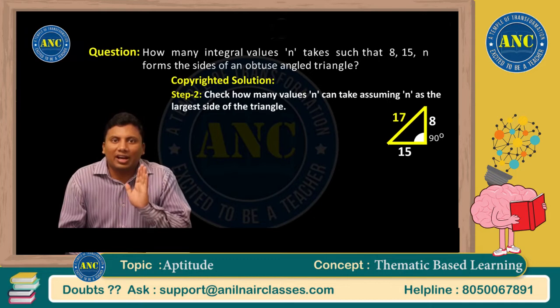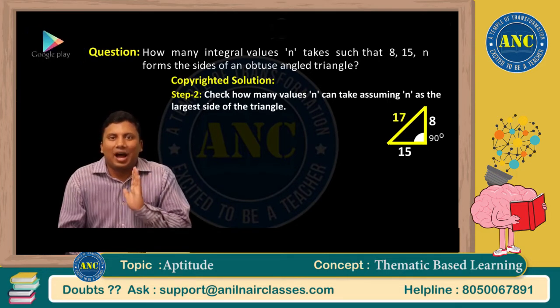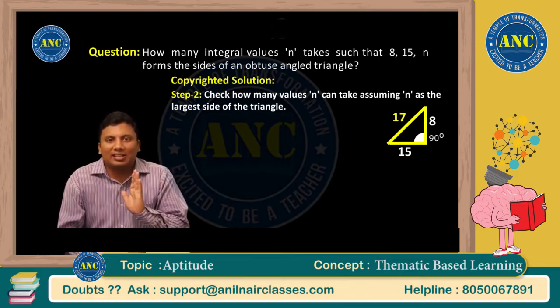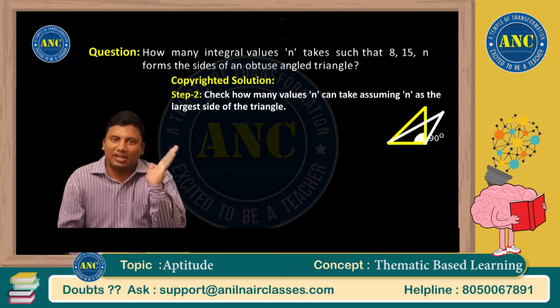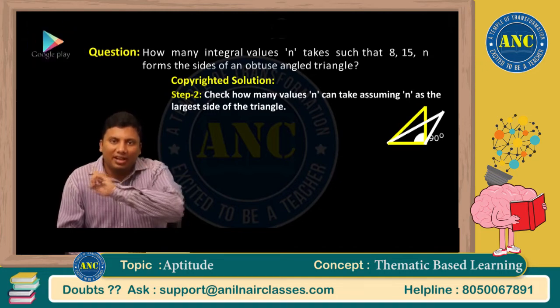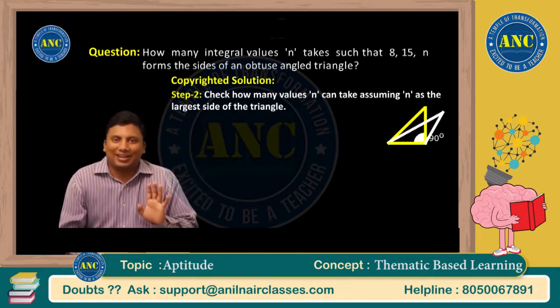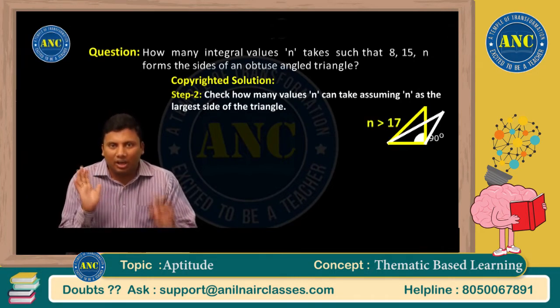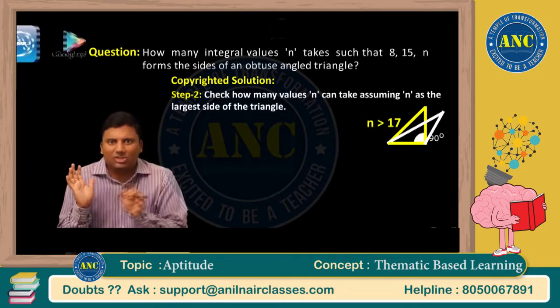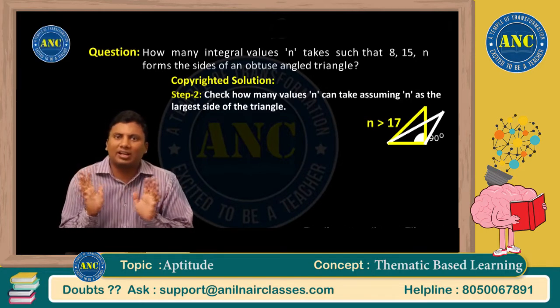But we want the triangle to be an obtuse angle triangle. Obtuse angle triangle means theta is greater than 90. If it is greater than 90, the height 8 goes to the left side. Now, if it goes to the left side, the hypotenuse value will increase. That means, for it to form an obtuse angle triangle, N has to be greater than 17. I hope you are all with me. Just visualize the diagram, you will be able to understand it clearly.